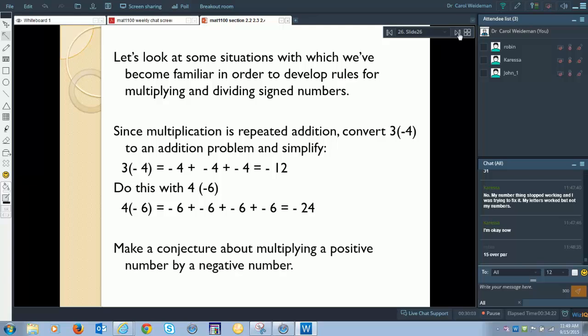So make a conjecture about multiplying a positive number times a negative number. What would be our conjecture? What do we do with the sizes first when we multiply? We multiply the sizes, right, and when the signs are opposite, what do we get? We get a negative number, right? So we multiply the sizes. 4 times 3 is 12. 6 times 4 is 24. Opposite signs, we're going to end up with a negative answer. So negative times a positive is always going to give us a negative.